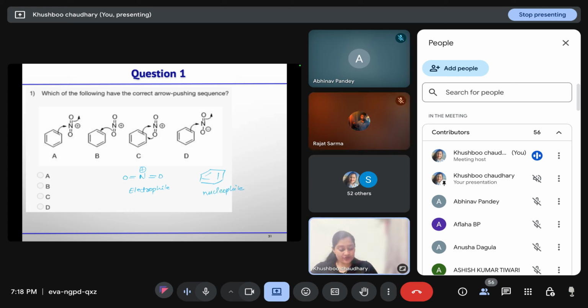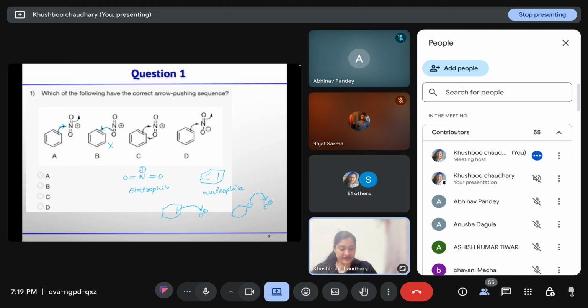So while drawing the arrows, everyone should remember that if we are attacking through a pi bond, then arrow will go from center of that pi bond. And if we are attacking from the negative center, then electrons will go from that negative center. And the arrowhead will come to the electrophile. So in this case, because nucleophile is benzene, electrons will go from the center of the benzene ring.